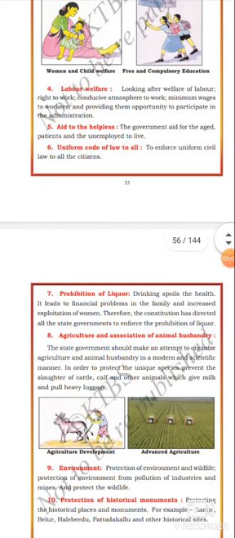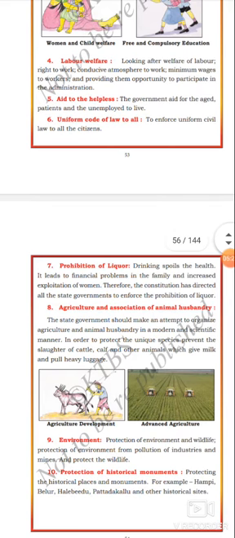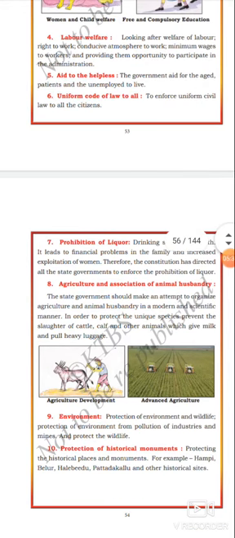Fourth point is labor welfare: looking after the welfare of labor, right to work, conducive atmosphere to work, minimum wages to workers, and providing them opportunity to participate in the administration. Labor means workers. Wages means the daily earning. And providing them opportunity to participate in the administration.